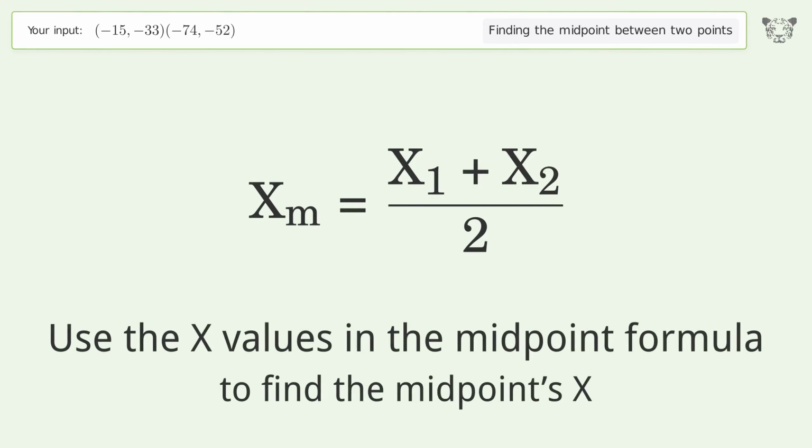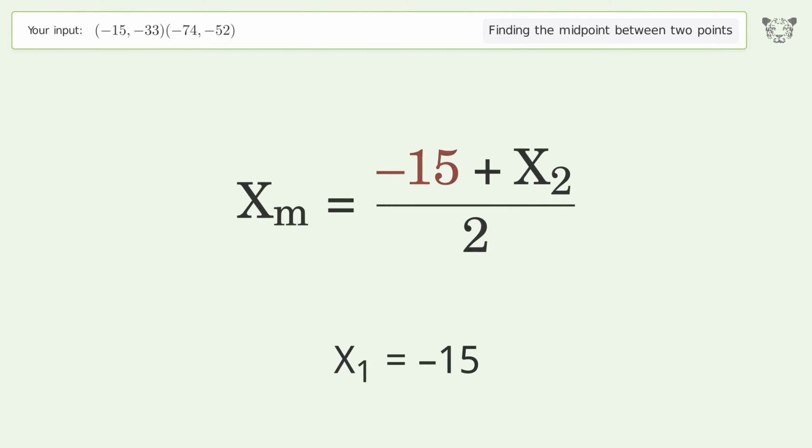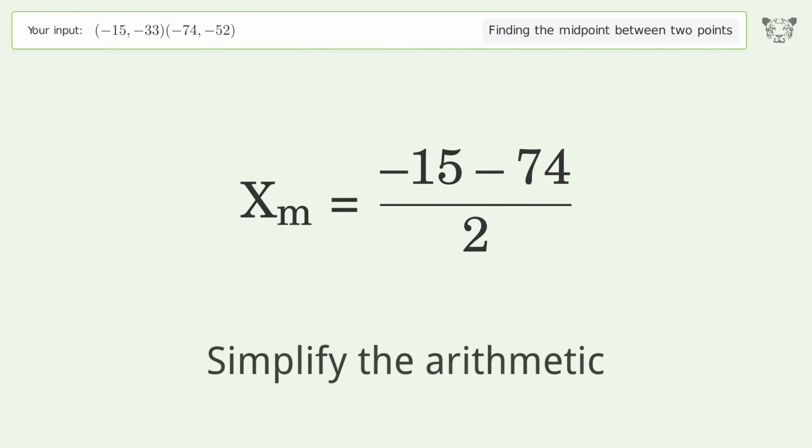Use the x values in the midpoint formula to find the midpoint's x. x1 equals negative 15. x2 equals negative 74. Simplify the arithmetic.